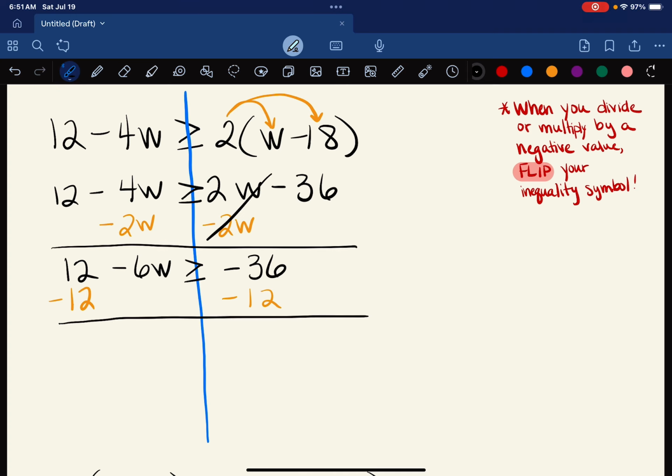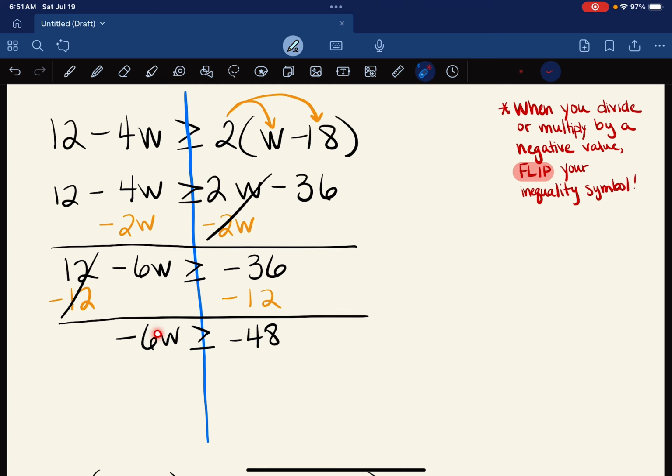And when we do this, 12 minus 12, of course, cancels to 0. Minus 6w is greater than or equal to, and negative 36 minus 12 gives us a negative 48. Now, negative 6w is greater than or equal to negative 48. Remember, of course, that this means multiply.